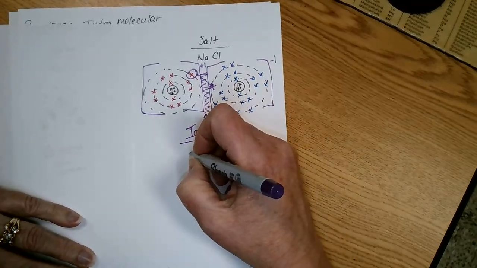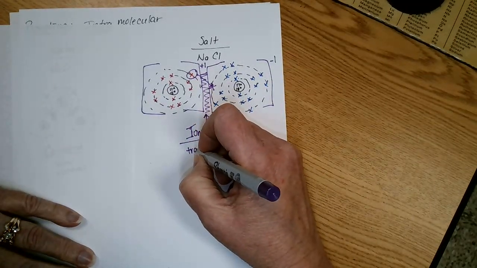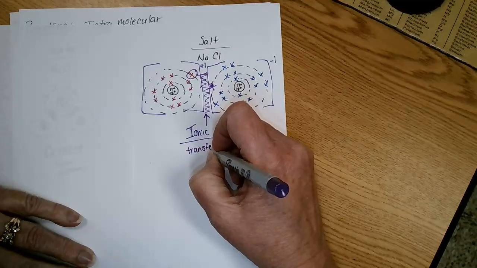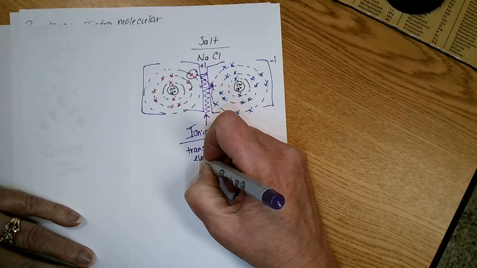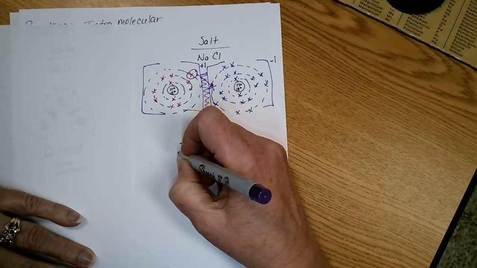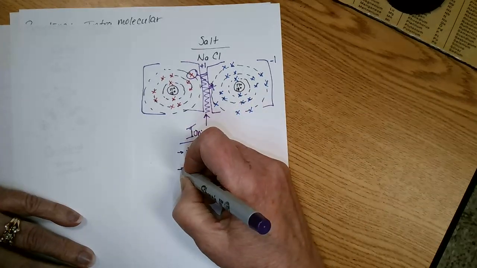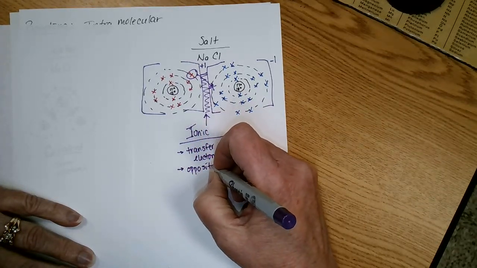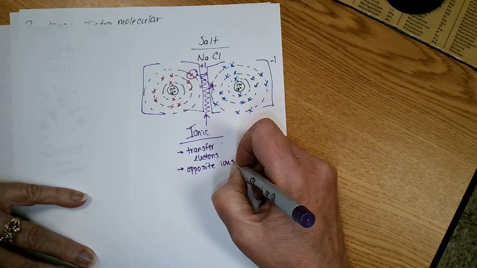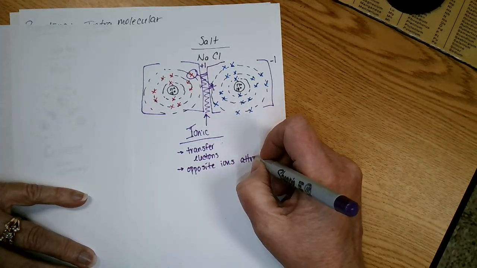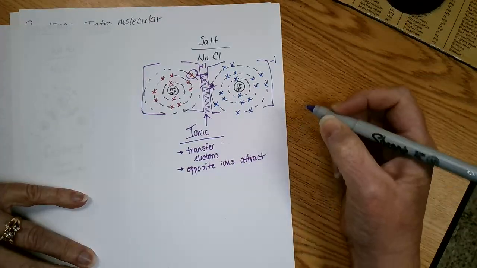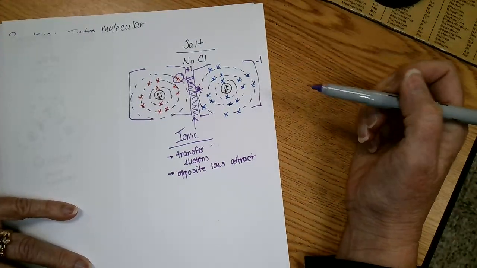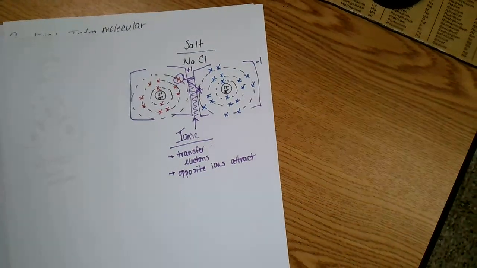An ionic bond happened because they transfer electrons, and then we have to put actually a second step to it. Then opposite ions attract. Opposite ions attract. Okay, and there's a way of figuring it out, but again, that's going to be saved for chemistry next year.